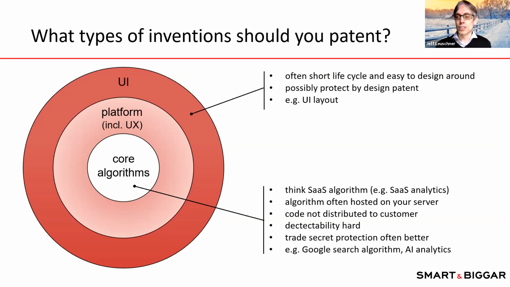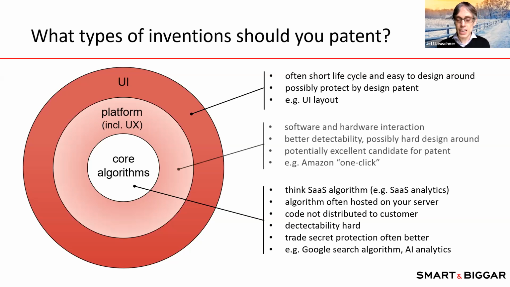Then what you're left with is kind of the non-sexy stuff in between, which I'll call the platform, which includes the platform-related elements that help support the user experience. Here is where I think there's potentially some good candidates for patent protection. You've got some software-hardware interaction, which helps with the legal requirements of patent protection. You've got some better detectability because it just sits underneath the user interface. There could be something really good there.